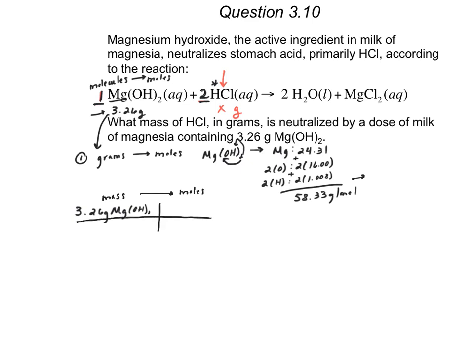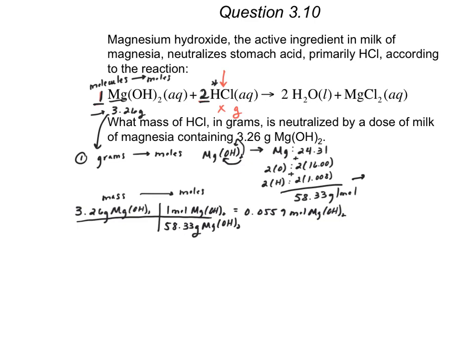Okay, so our molar mass says for every 58.33 grams, we get 1 mole. I'm going to take my mass, and to convert to moles, I'm going to divide by the molar mass, right? So the 58.33 grams of Mg(OH)2 goes on bottom for every 1 mole of Mg(OH)2. Okay, I'm going to take 3.26, I'm going to divide by 58.33. That is going to give me 0.0559 moles of Mg(OH)2.